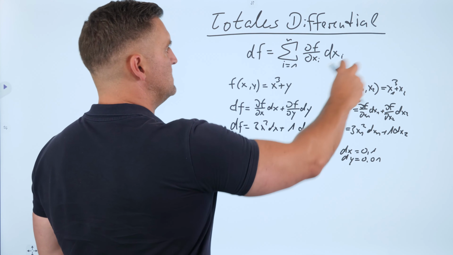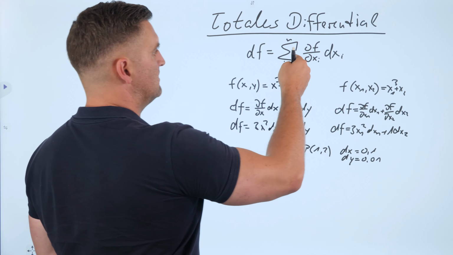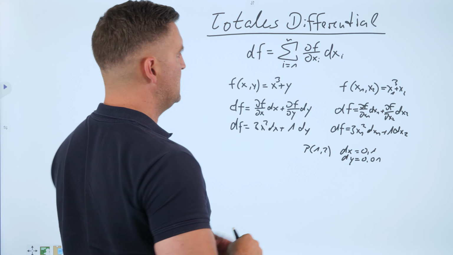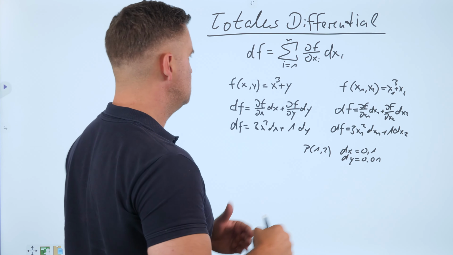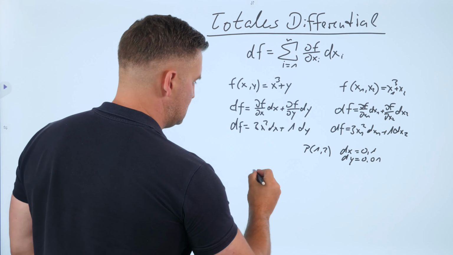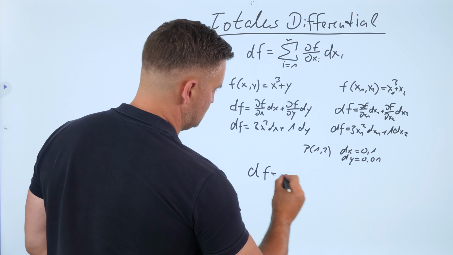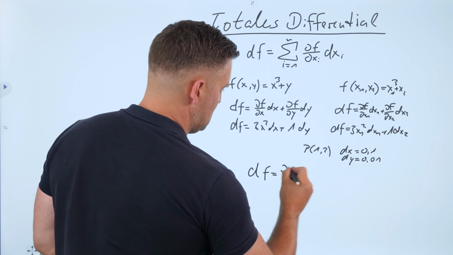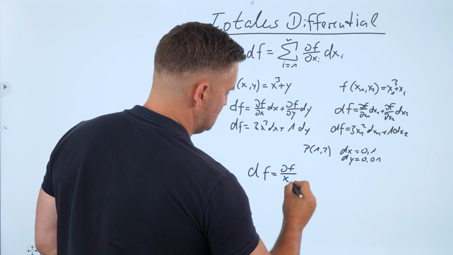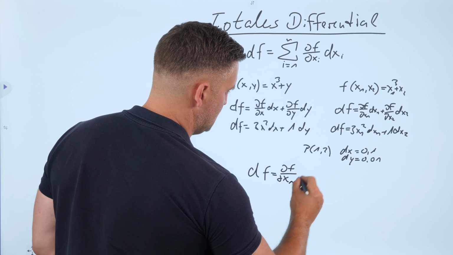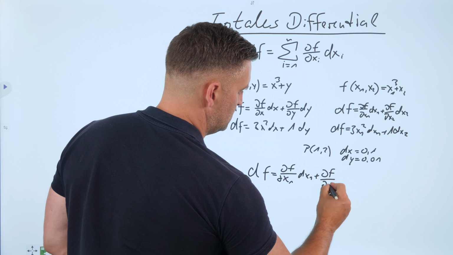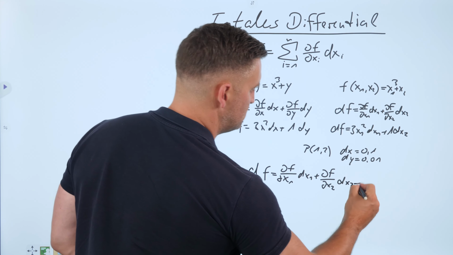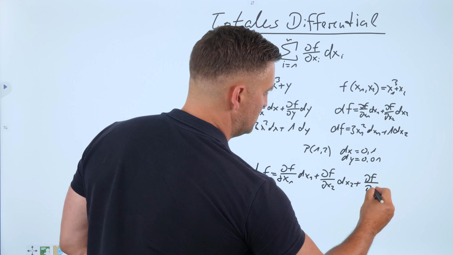And here, as I said, you need to understand the sum from i equals 1 to n. For example, if you now take a function with 3 arguments, x1, x2, x3, then you would have, for example, df equal to the partial derivative of f with respect to x1 dx1 plus the partial derivative of f with respect to x2 dx2 plus the partial derivative of f with respect to x3 dx3, and so on accordingly.